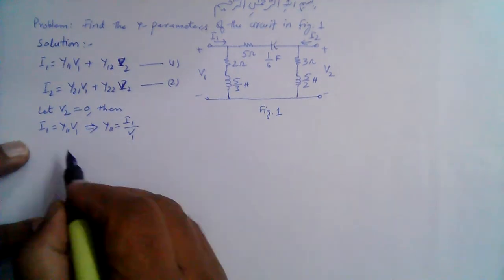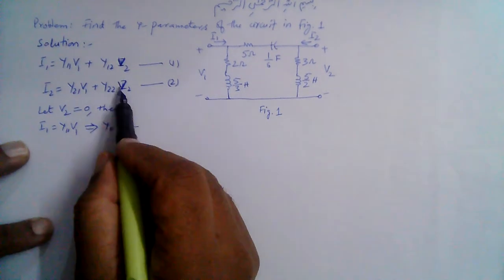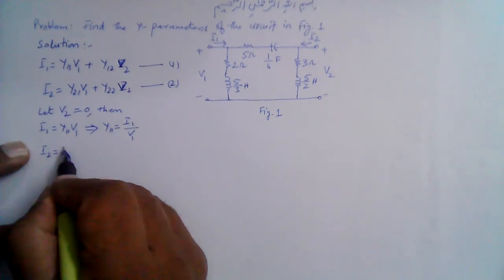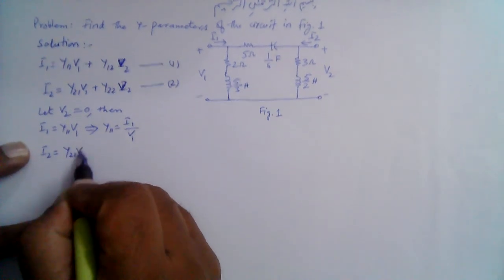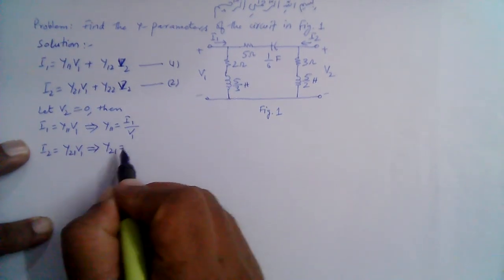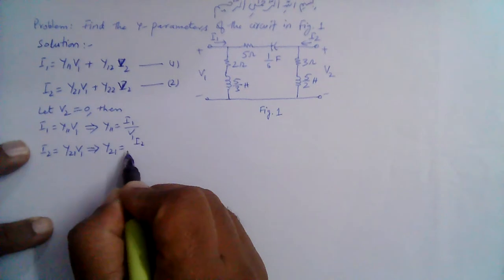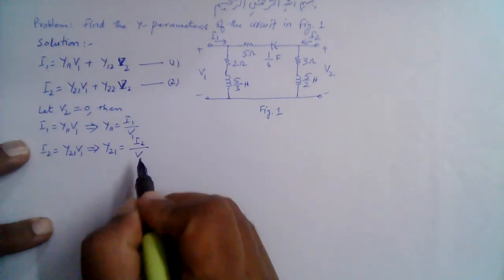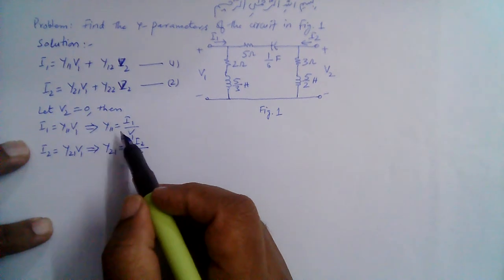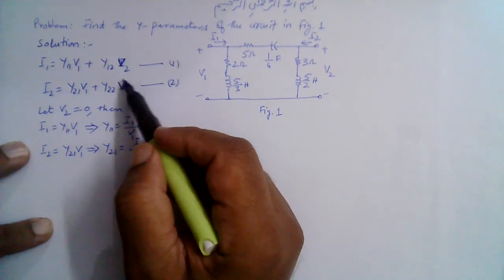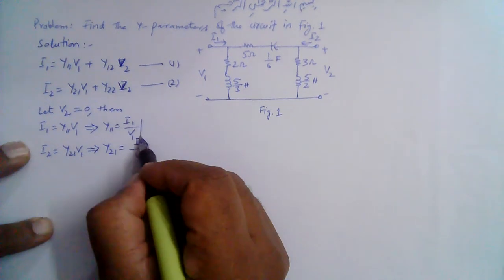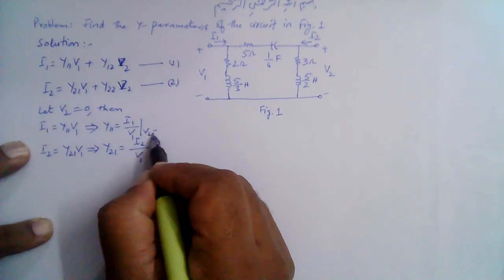And similarly, V2 is 0. So in that case, I2 is equal to Y21 V1. That means Y21 is equal to I2 divided by V1, right? So we can find two parameters by turning off this source V2. We can find Y11 and Y21 while V2 is equal to 0.